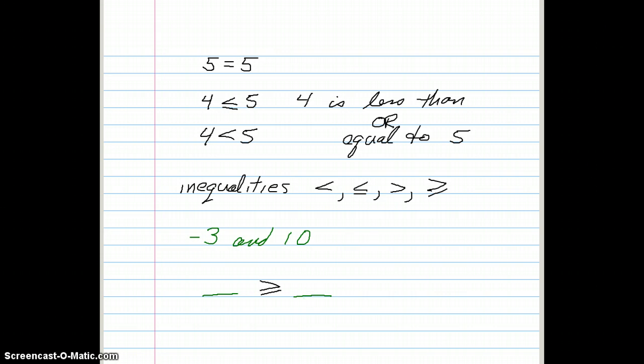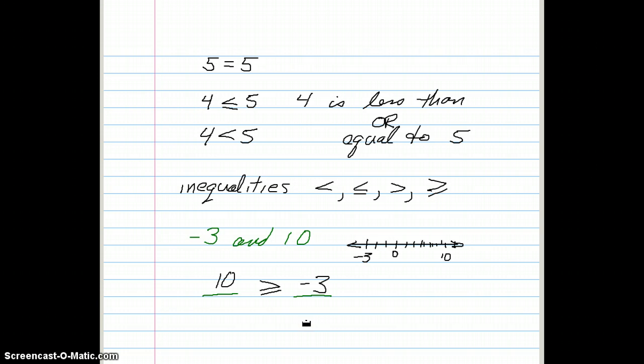One way to look at this is to say, well, where do they fit on the number line? Here's a number line going either direction. -3 would be here. Then I go -2, -1, 0, 1, 2, 3, 4, 5, 6, 7, 8, 9, 10 would be over here. So 10 is to the right, which means it's a bigger number. It's greater than -3. So 10 would be greater than -3.